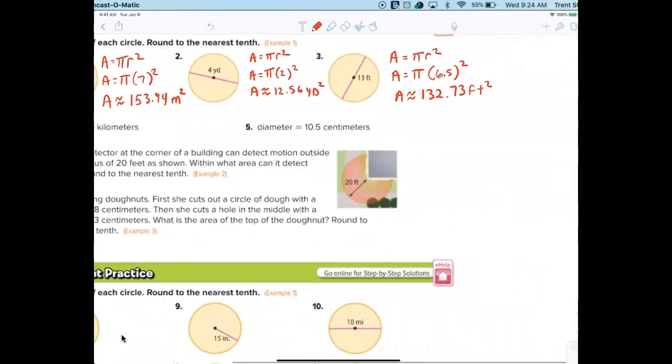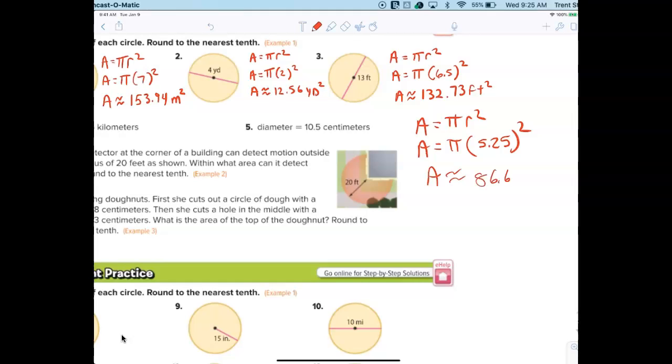Here we go. Number 5. Hunter, you're up. A equals pi r squared. Good. So A equals pi and then 5.25 squared. Beautiful. So A is approximately 86.60. And then what units? Centimeters squared. Yes, we always measure area with squares.